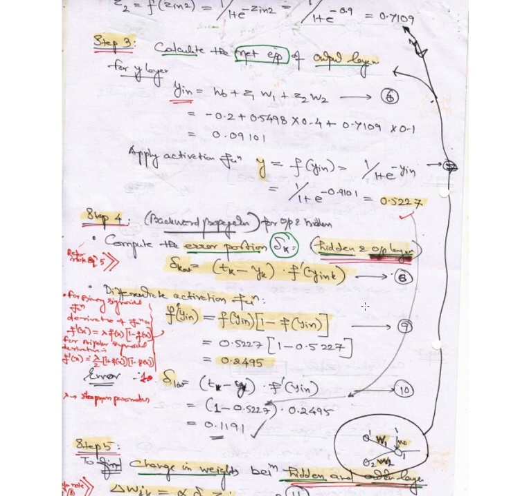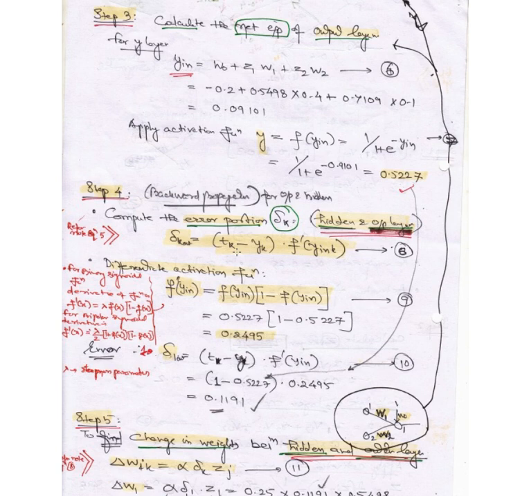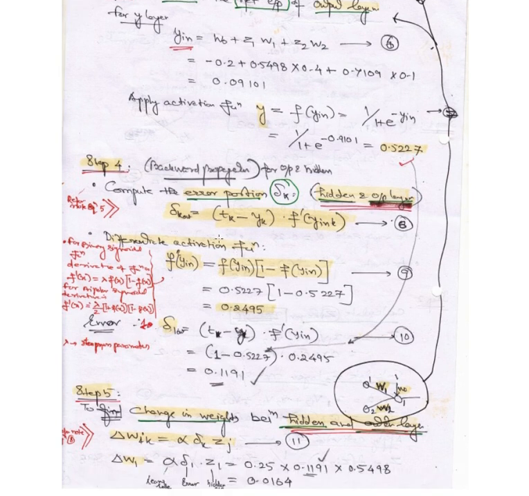backpropagation, delta k and delta j. So first we are going to find the delta k. Now how do we find the delta k? You know the formula: delta k is nothing but (tk minus yk), target minus actual, into f dash of y in k, the differentiation of the activation function. What is this? That is f of y in into (1 minus f of y in).